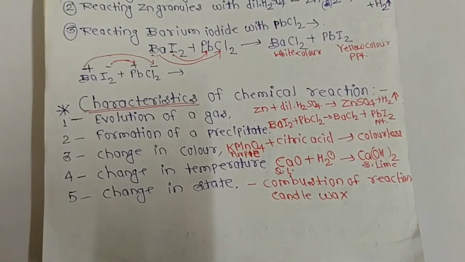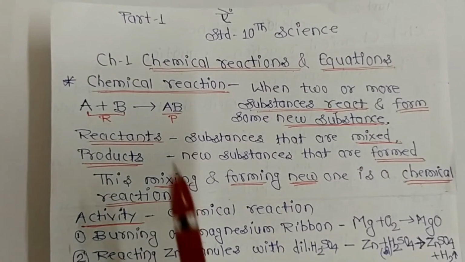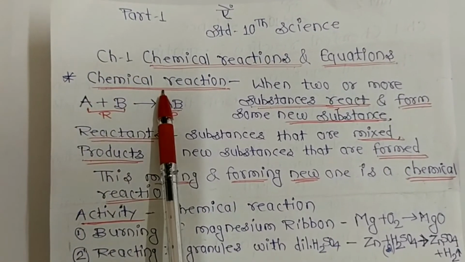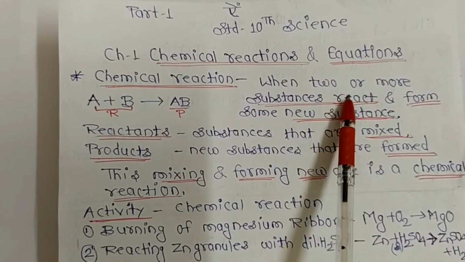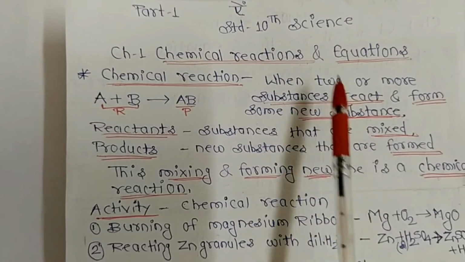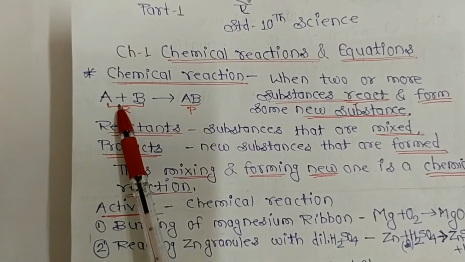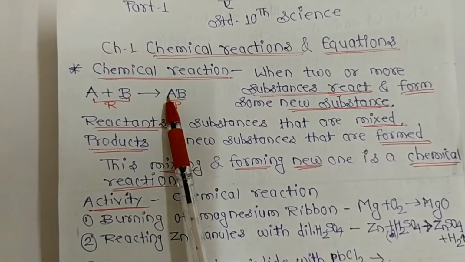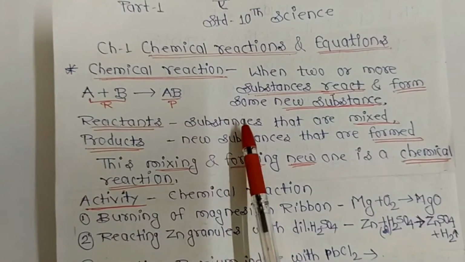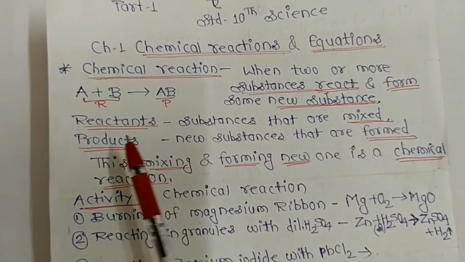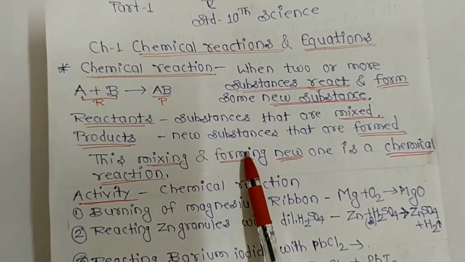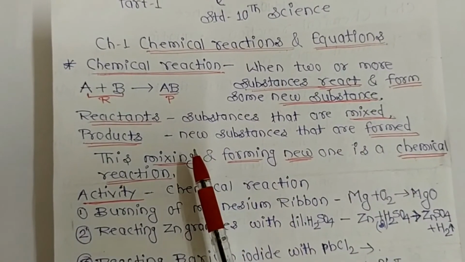Clear this one? Now this is the revise time. Okay, now what have we learned today? Chemical reaction. What is a chemical reaction? Means when two or more substances react together to form a new substance, that is called a chemical reaction. Here A reacting with B, then AB will form. So the substances that are mixed are called reactants, and the new substance that is formed is called the product. So mixing and forming a new one is a chemical reaction.